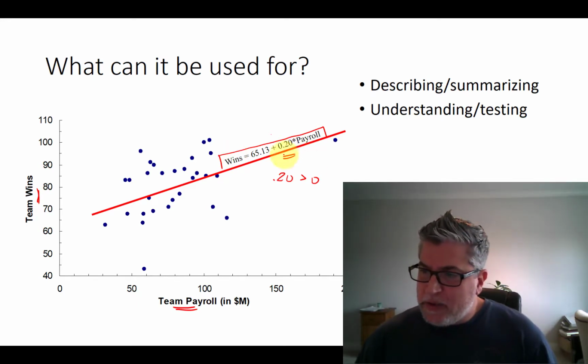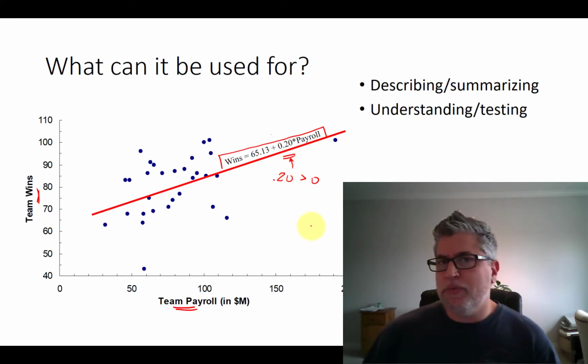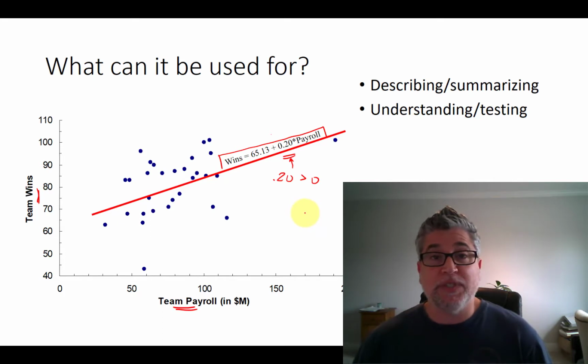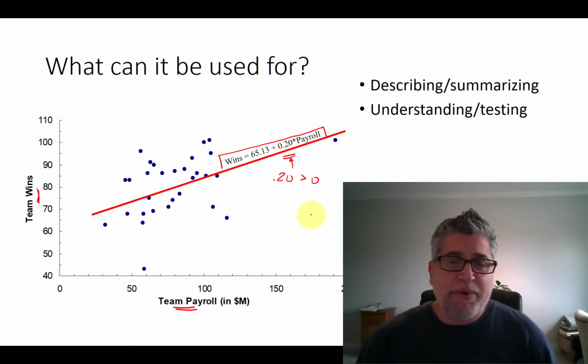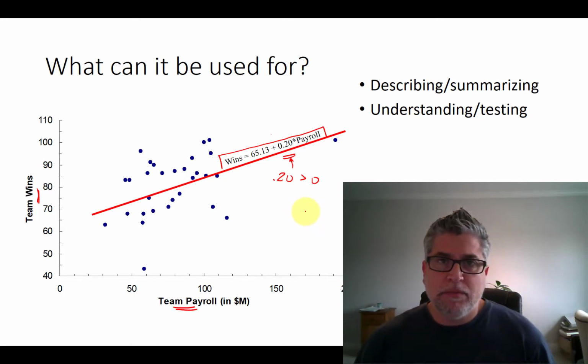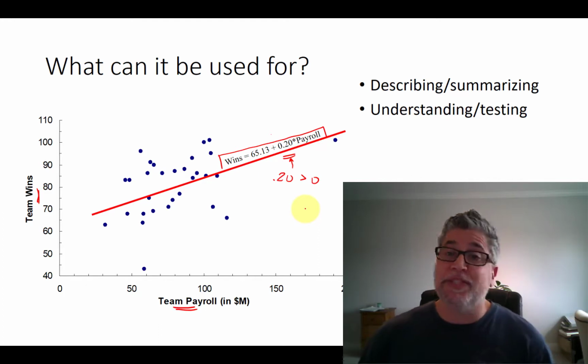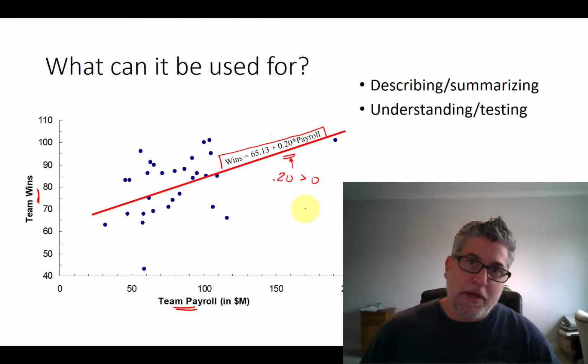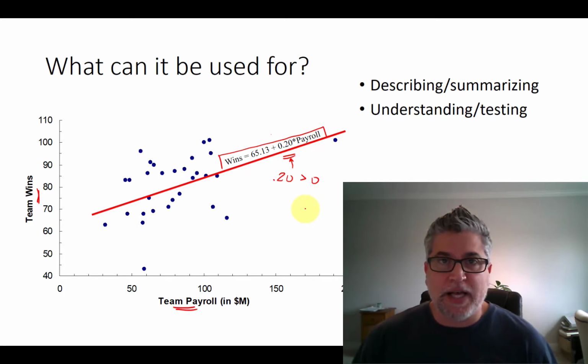We can run a hypothesis test to say, is 0.2 sufficiently far enough away from 0 that it couldn't have happened from random chance? So that brings up all those hypothesis tests that you did in your intro to statistics class.